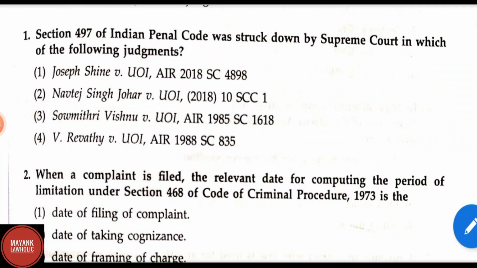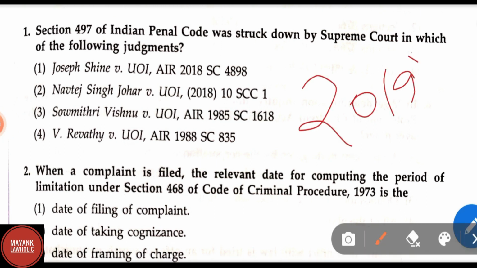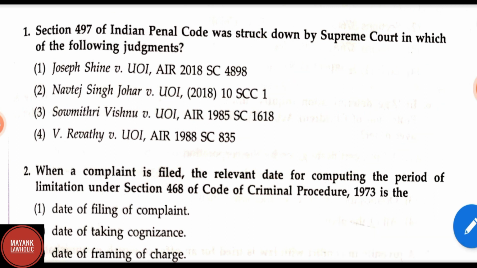In this video, we will solve the question paper of Delhi Judicial Service of Higher Judicial Services of 2019-20. The 2019-20 paper we will discuss here. So let us start with question number 1.